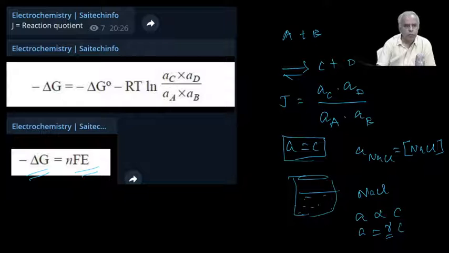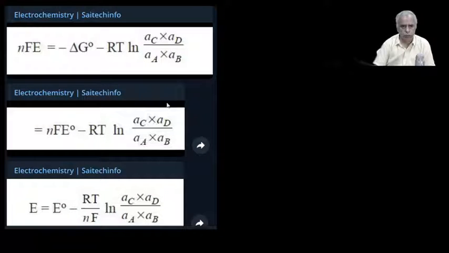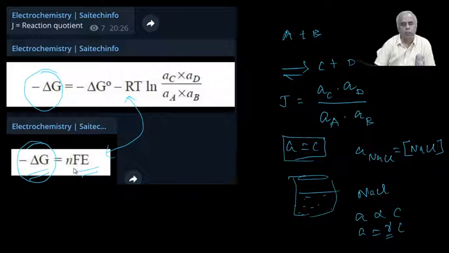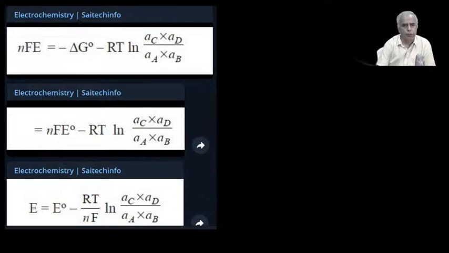Now we are proceeding. Because on the left-hand side you have minus delta G, and in the previous equation we also have minus delta G, since the LHS are equal, the RHS must be equal. Therefore, nFE is equal to minus delta G naught minus RT log of A_C, etc.